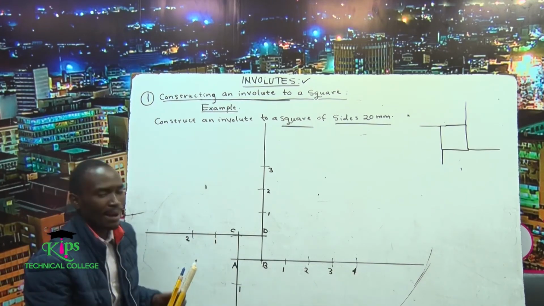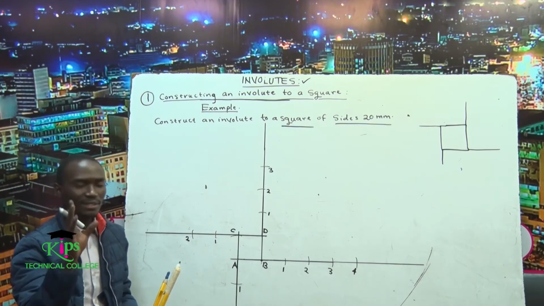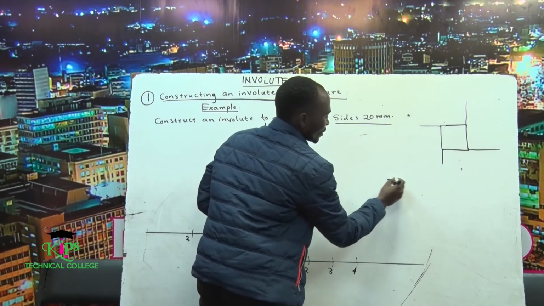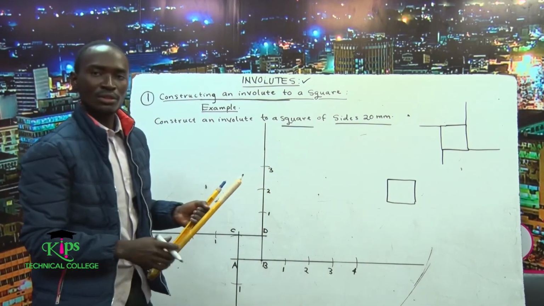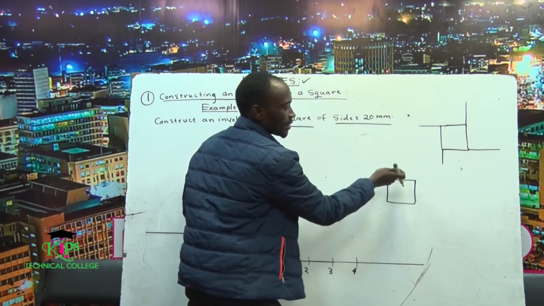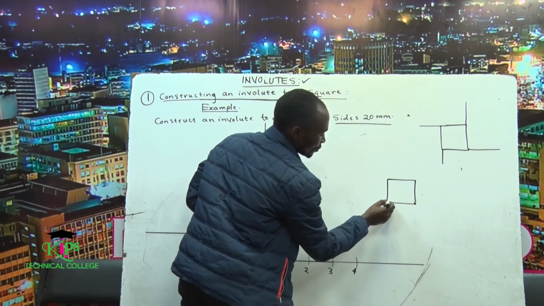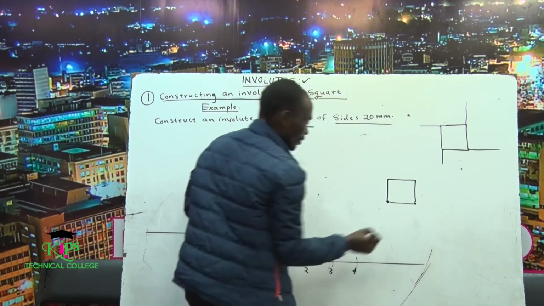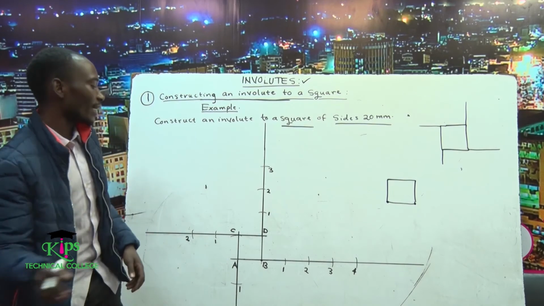So they are 4 in number because a square has got 4 sides. So if this is a square of 20 millimeters sides, if you try to draw the same square in one line, it will be having these sides. We have 1, 2, 3, 4. So these points should be 4 in number. So this will be the starting line.